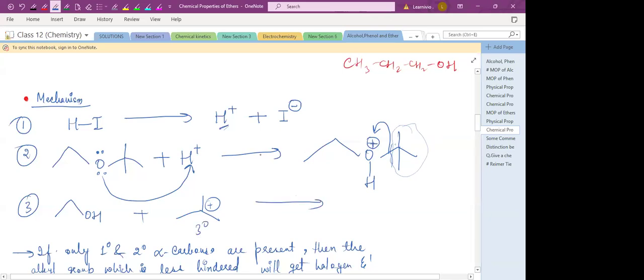So what happens over here? यहाँ पे हमारे पास iodine minus भी है. So it will attack this tertiary carbocation, and you will get this one. So that's the whole mechanism for this reaction. So you can see the product you will get is alcohol plus this one. Clear?